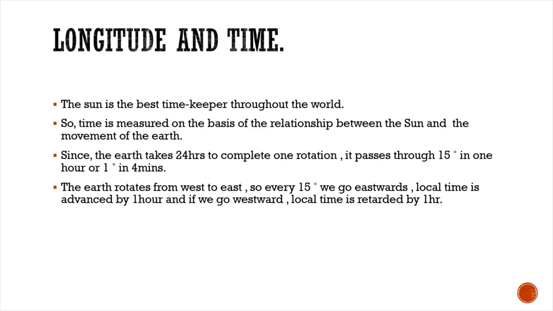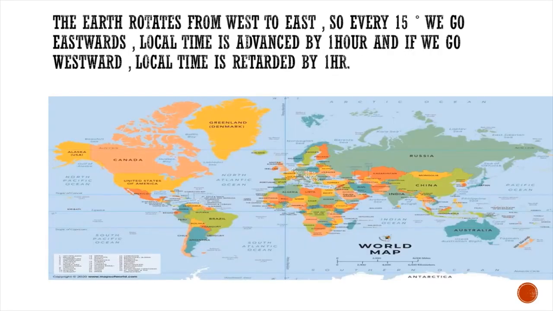The earth rotates from west to east. So, every 15 degrees we go eastwards, local time is advanced by 1 hour, and if we go westward, local time is reduced by 1 hour. If you observe this, it will be a bit clearer for us. This particular one is our prime meridian. As we discussed, the sun rises in the east and sets in the west. From this prime meridian, if we go 15 degrees towards the east, the time will be added by 1 hour.